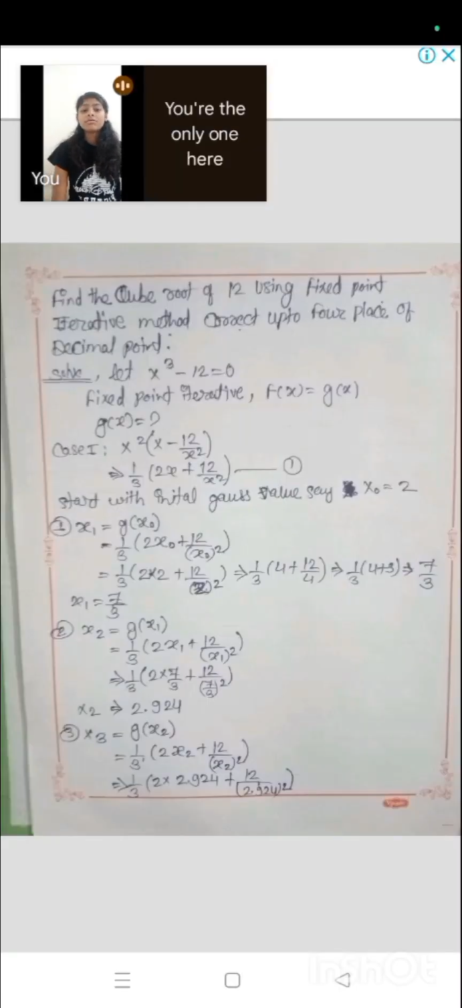Today we solve a numerical question: find the cube root of 12 using the fixed point iteration method, correct up to 4 decimal places. Okay, so now let's solve the question.